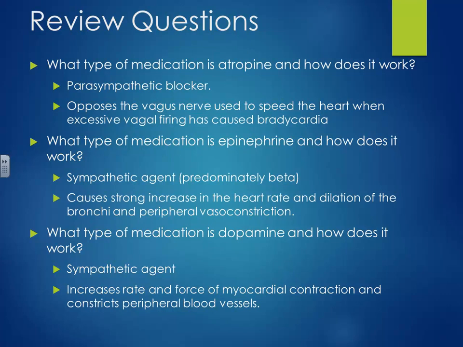And dopamine is actually a sympathetic agent. It is a chemical that is released by the sympathetic nervous system. We're using it to increase rate, which is going to be your chronotropic effects, and force, which are your inotropic effects. And it also constricts peripheral blood vessels, which is your vasoconstrictive effects.